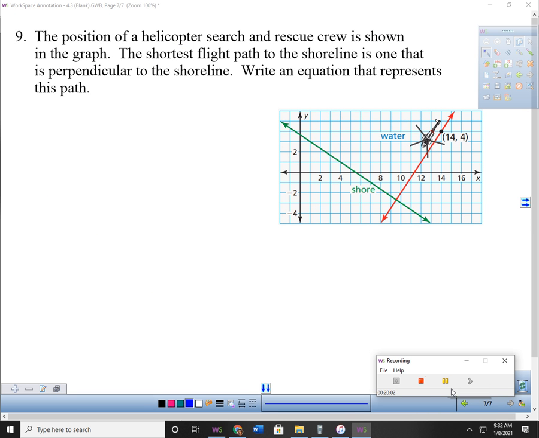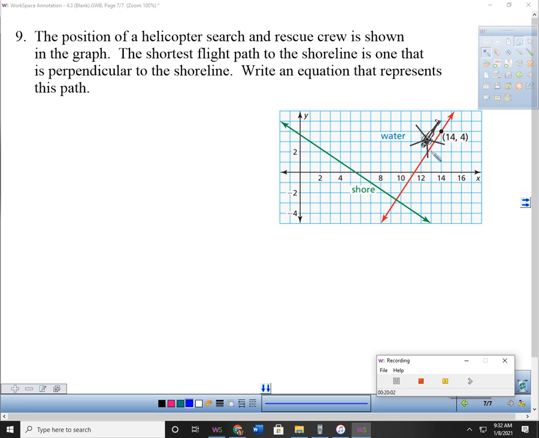All right, the position of a helicopter search and rescue is shown in this graph right here. I drew this helicopter by hand, as you can see. The shortest flight path to the shoreline is one that is perpendicular to the shoreline. Write an equation that represents this path.